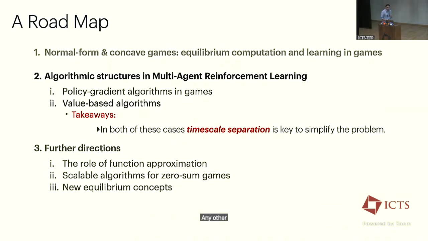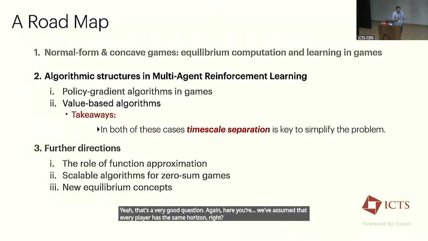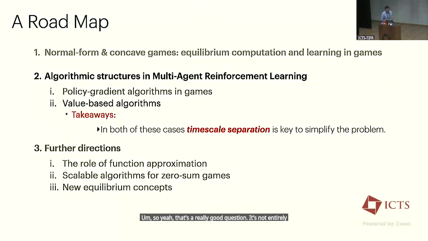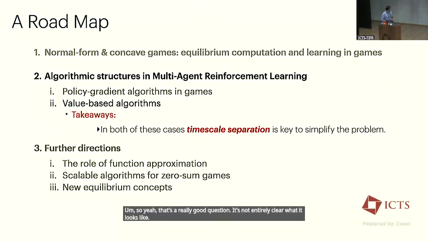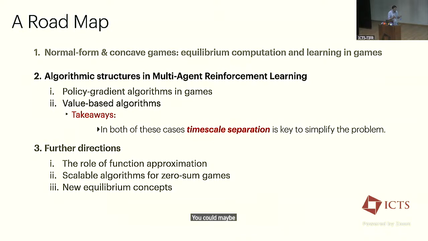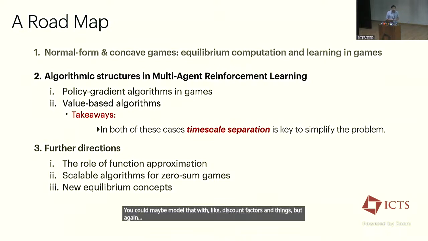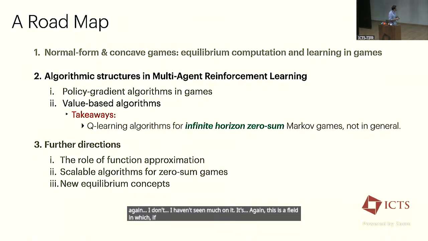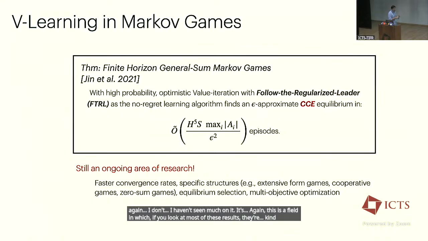Any other questions? Yeah, that's a very good question. Again, here we've assumed that every player has the same horizon, right? It's not entirely clear what it looks like. You could maybe model that with discount factors and things, but again, I haven't seen much on it. This is a field in which if you look at most of these results, they're very recent. They're all from the last couple of years or so.